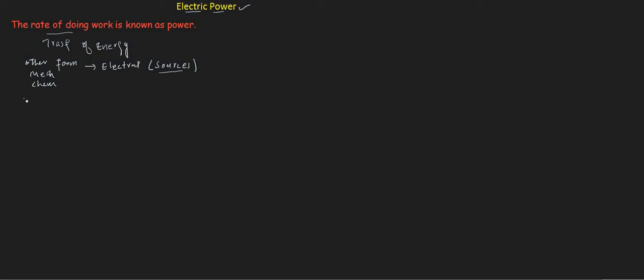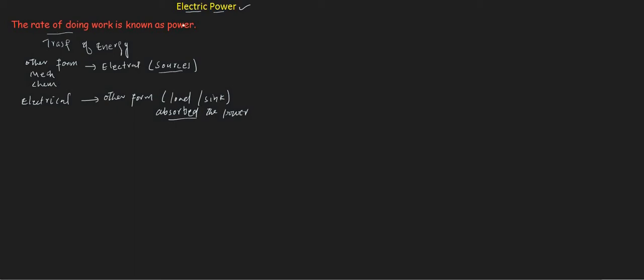And if the electrical energy is converted to some other form, like thermal energy or mechanical energy, then such components are used as a load or a sink. Such components are used to absorb the power. We will be discussing soon which components are used as sources and which are used as a load or a sink.